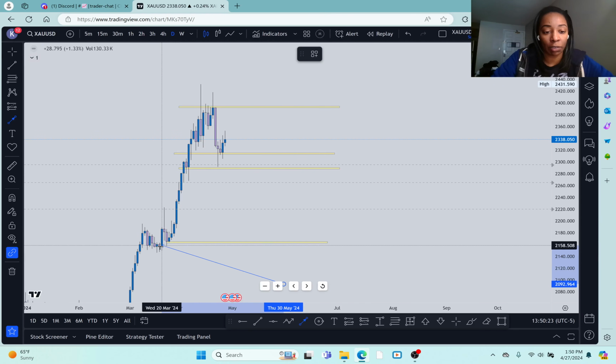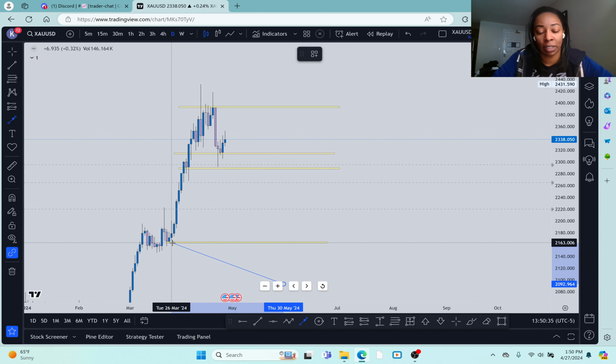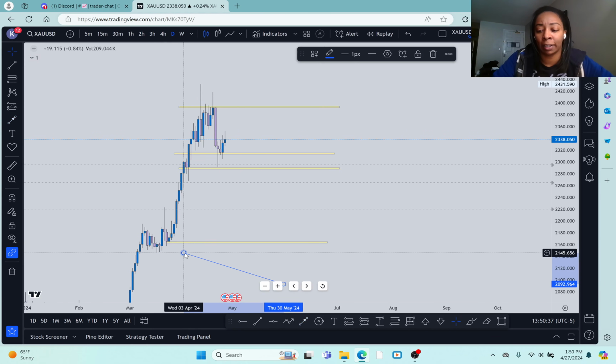You can see the support level. There's also another support level right here. If you wanted to, you could draw your level right there. Right now, I'm comfortable with this unless something happens in the future where price maybe rejects this level, then I'll probably move this. But for right now, it's looking really, really good.